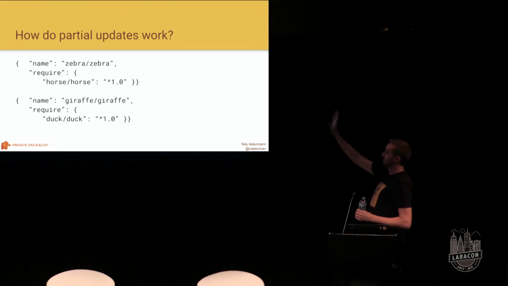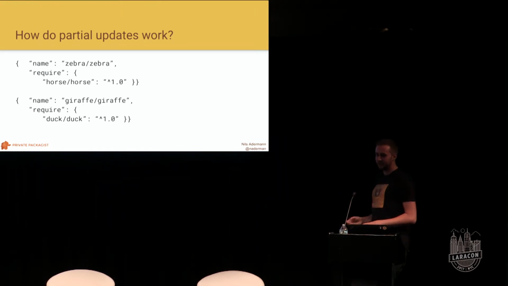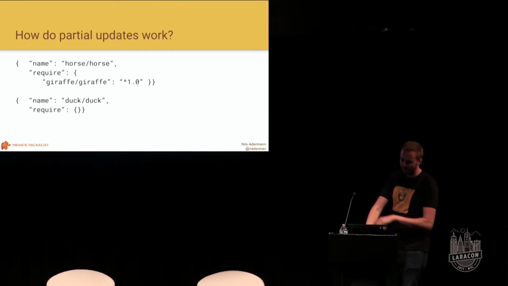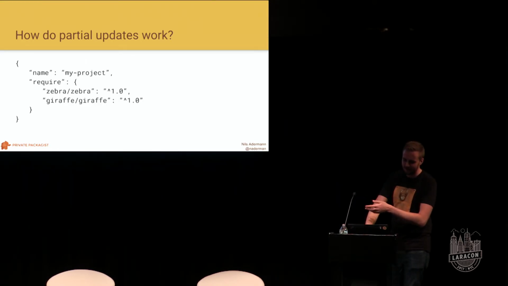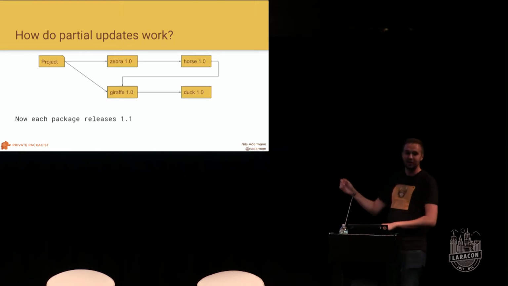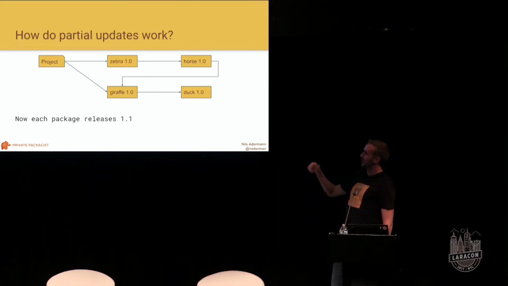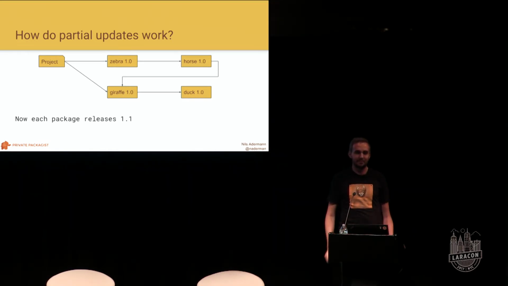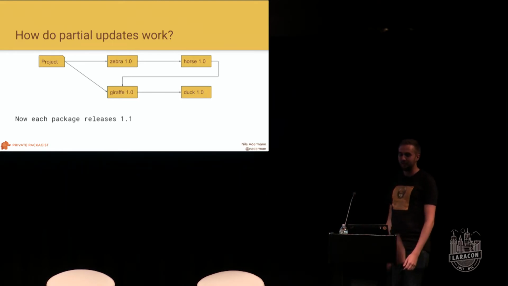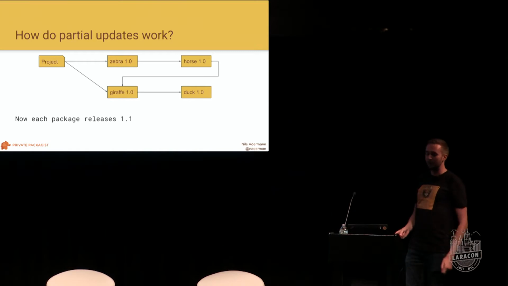So I made up this absolutely absurd example of a zebra that depends on a horse, a giraffe that depends on a duck, the horse that depends on the giraffe, the duck doesn't have any dependencies, and I have a project that uses the zebra and the giraffe. So as a graph, so that you can actually understand this. Right, I have my project up there. I use these 4 different libraries that have relationships to each other in version 1.0. And now all of these packages release a version 1.1.